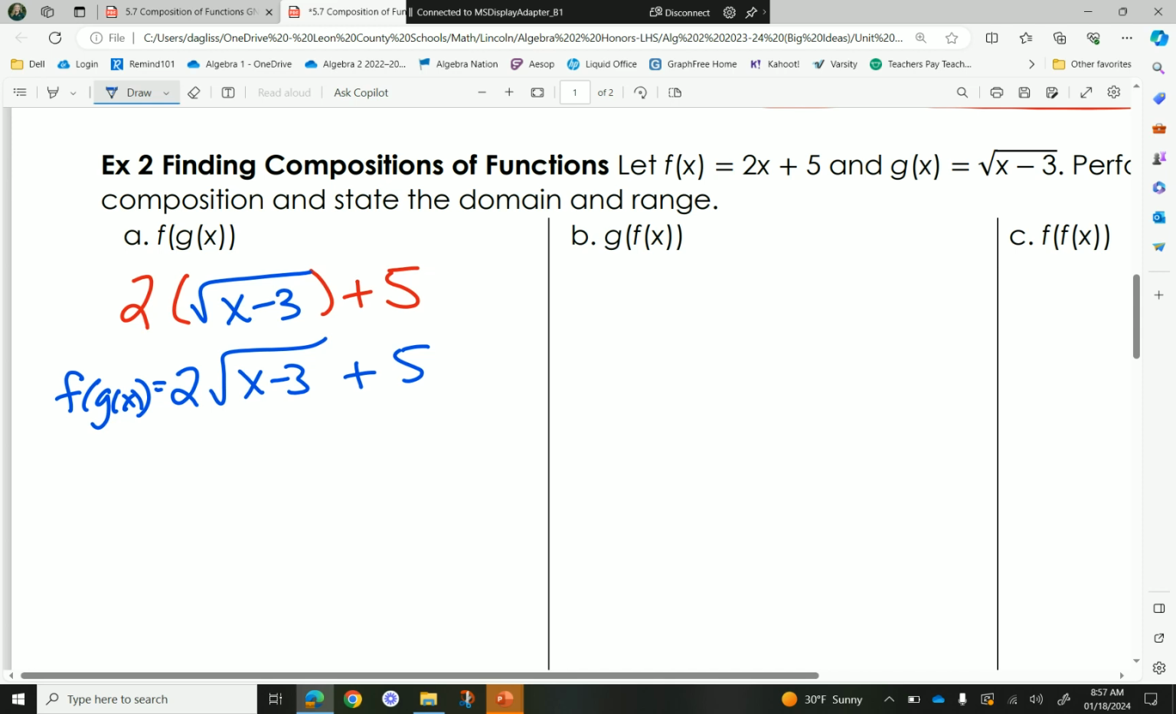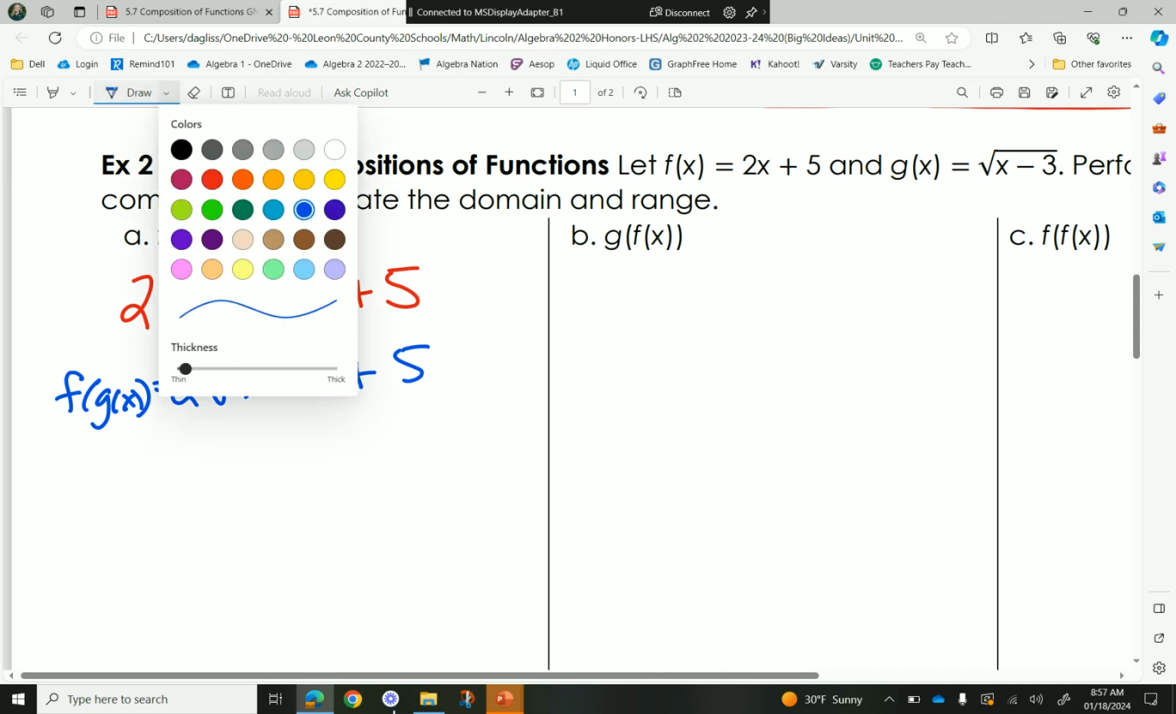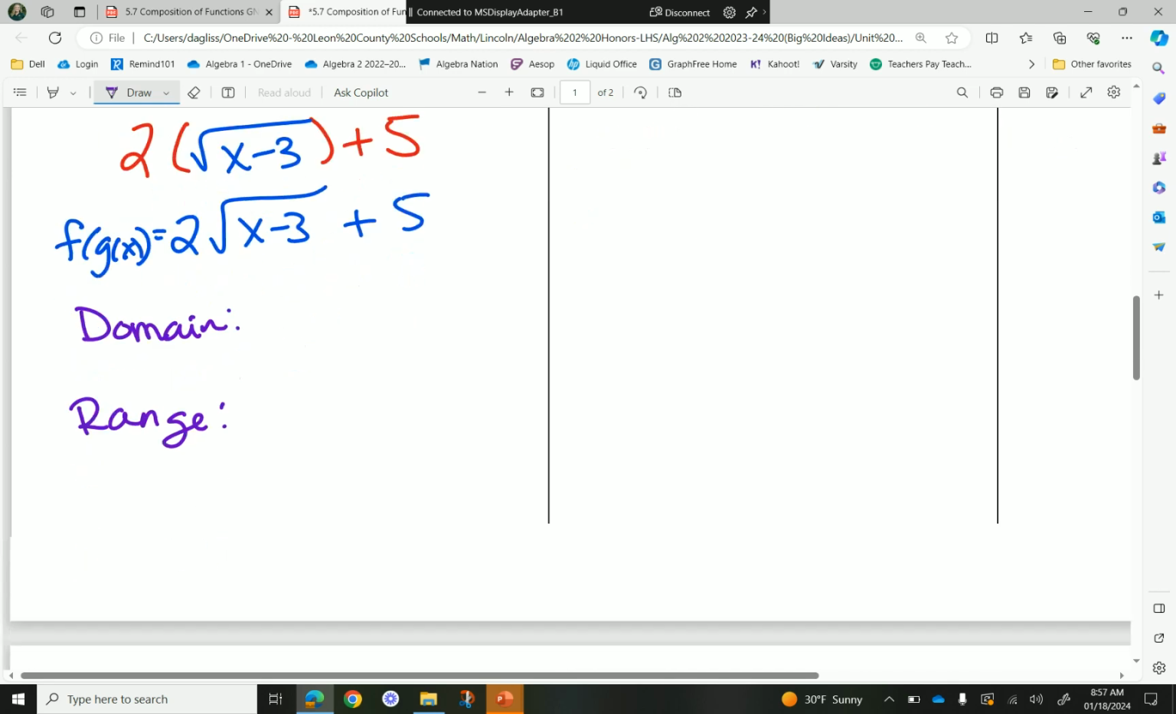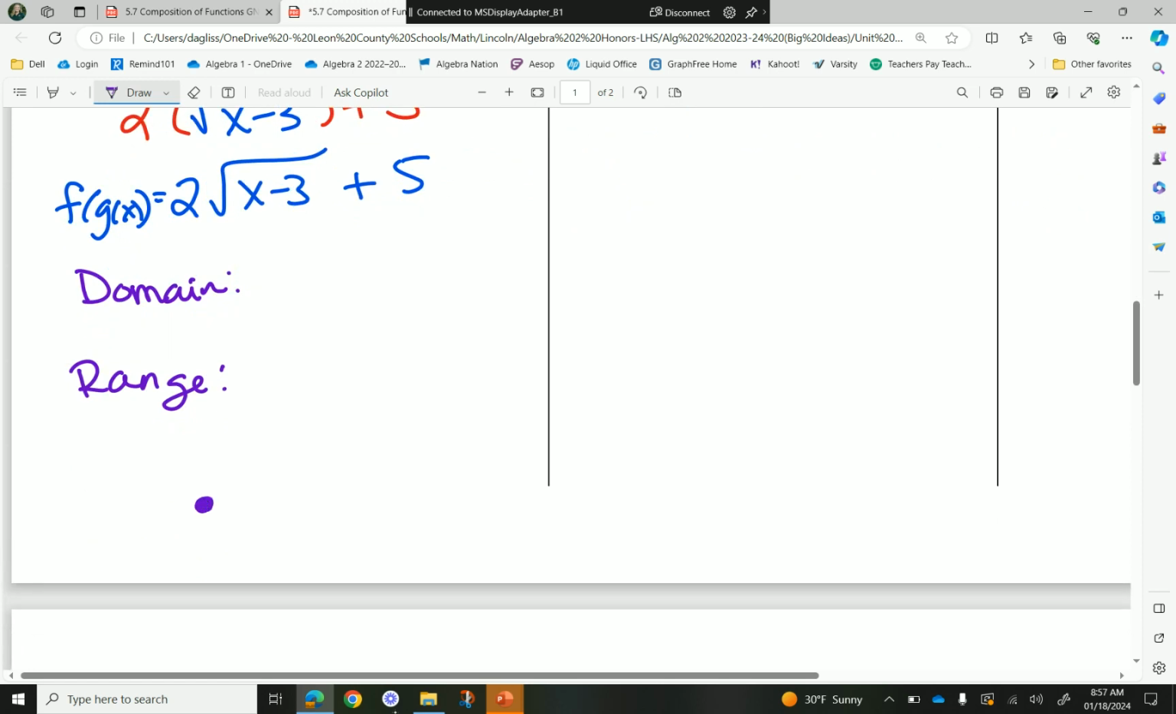Now it wants me to find the domain and the range of the composition function. Okay, so what kind of function did we end up with? Is it a linear? Is it a cubic? What is it? It's a square root function, right? Do square root functions have restrictions on what they can be? Yeah, because they have that pot of gold, right? They have a starting point. This one's positive, so it's going to go up and over, right? So we need to know what that point is.